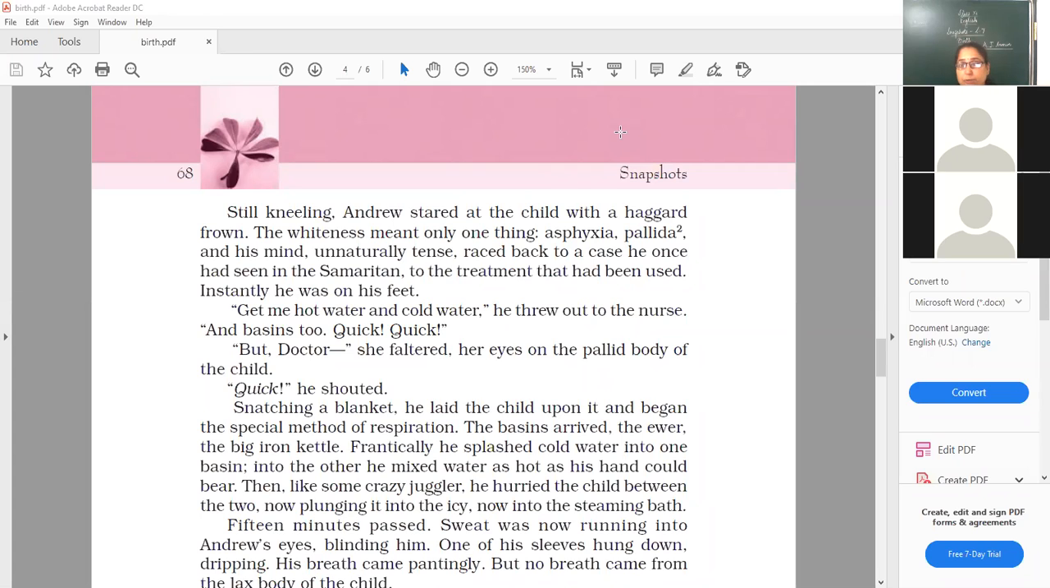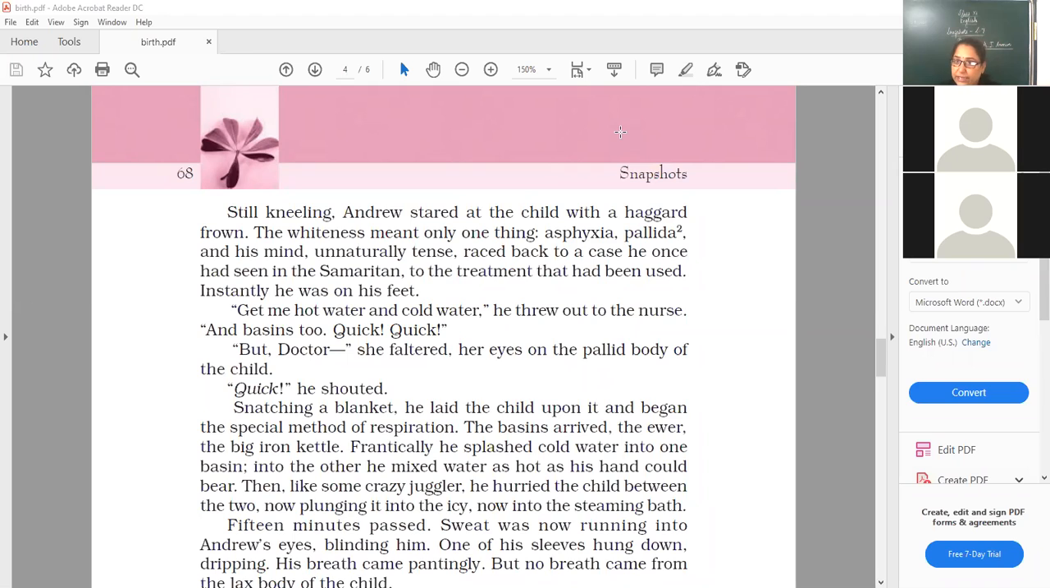Now he went back to his experience that he had seen. We solve our questions a lot on the basis of our previous experiences. It's not a question here. He is taking a real exam. He is working really hard and responsibly. Instantly he was on his feet. "Get me hot water and cold water," he threw out to the nurse. "And basins too." Basins are vessel-type things. "Quick, quick." "But doctor," she faltered, her eyes on the pallid body of the child.